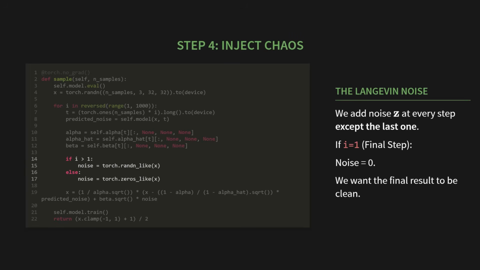Step 4. Inject a little chaos. This is the Langevin noise we talked about. We need to add a little bit of new noise, z, back into the image at every step. But here's the catch. We only do it for most of the steps. We have a simple if statement. If i is greater than 1, noise is a fresh tensor of randn_like x. But if we are on the very last step, where i equals 1, we set the noise to be all zeros. Why? Because we want the final result to be a perfectly clean image. The chaos has done its job. It's time for the final reveal.